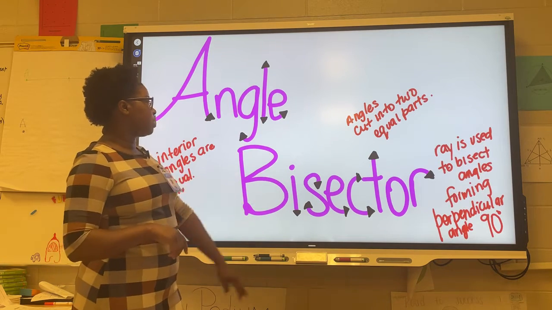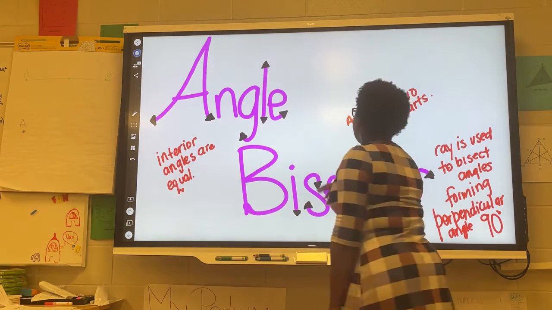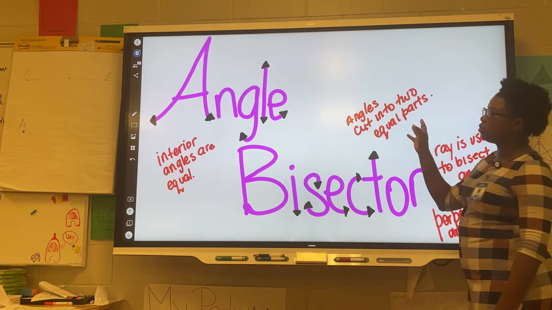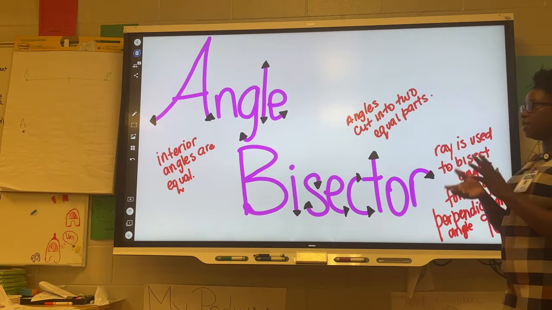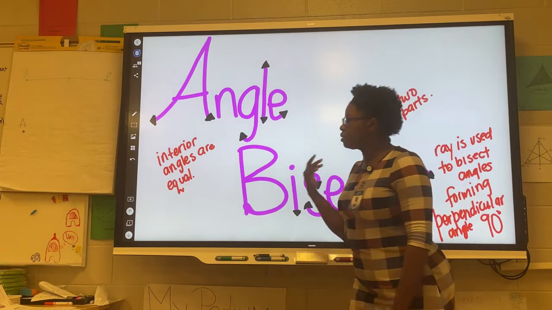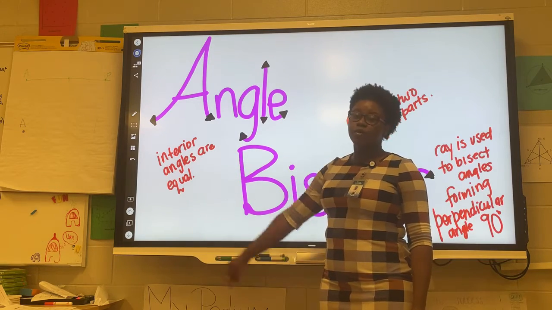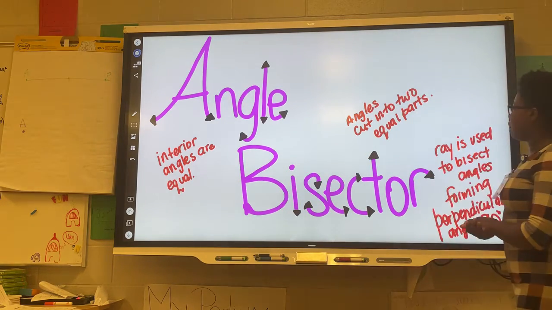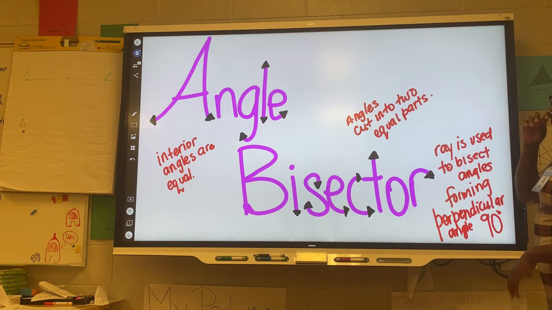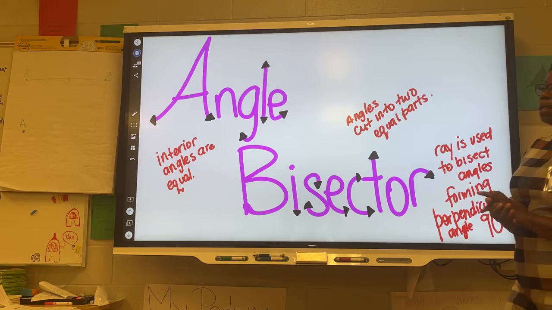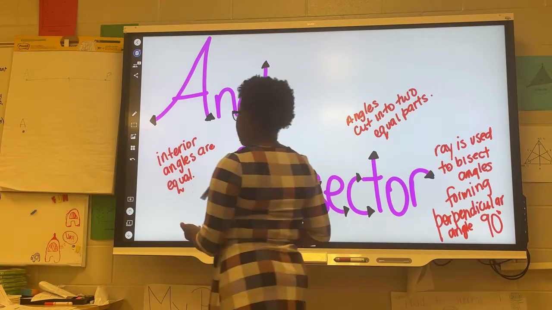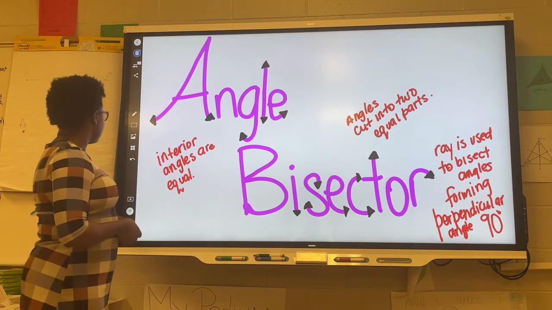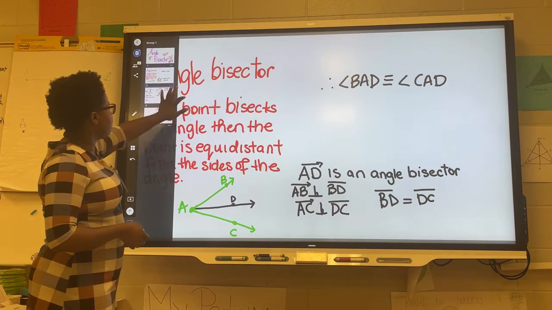And here I have some terms here. So we know the angle bisector, angles are cut into two equal parts, so both sides are equal. And when I say both sides, I mean the interior angles are equal. And here we say that a ray is used to bisect an angle, forming perpendicular angles, which means 90 degrees angles are formed. We're going to go to the notes of the lesson.